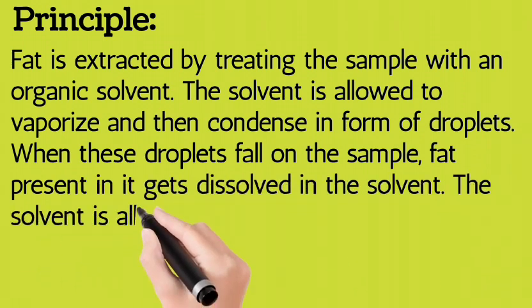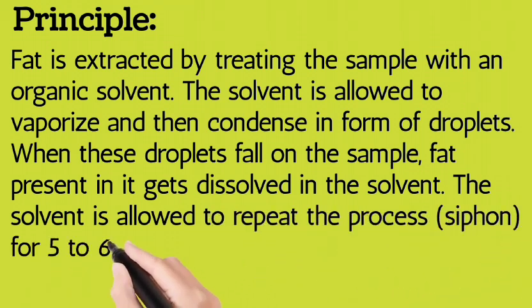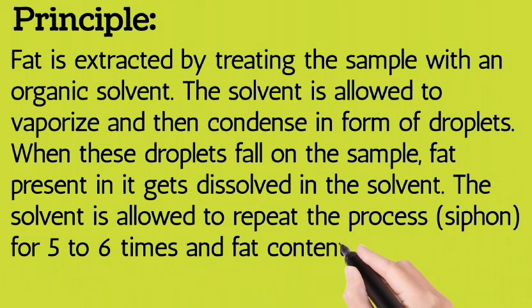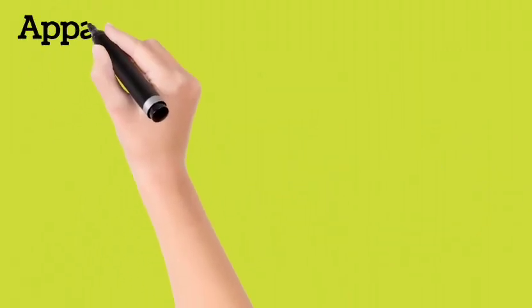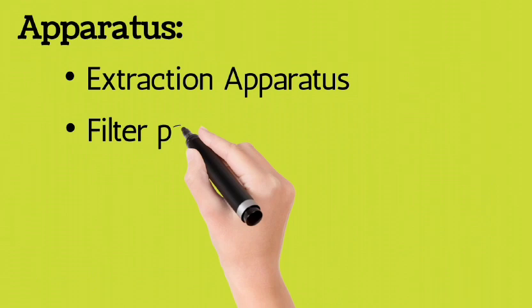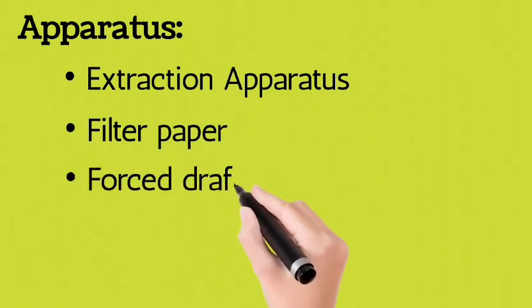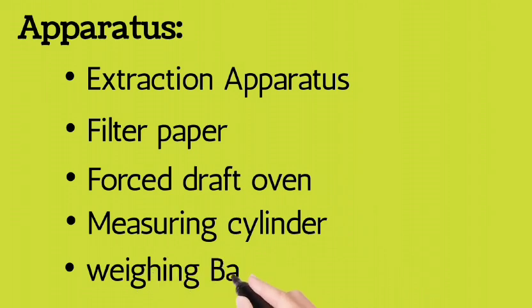The solvent is allowed to repeat the process, siphoning 5 to 6 times, and fat content is measured by loss in weight of sample. Apparatus: extraction apparatus, filter paper, forced draft oven, measuring cylinder, weighing balance.